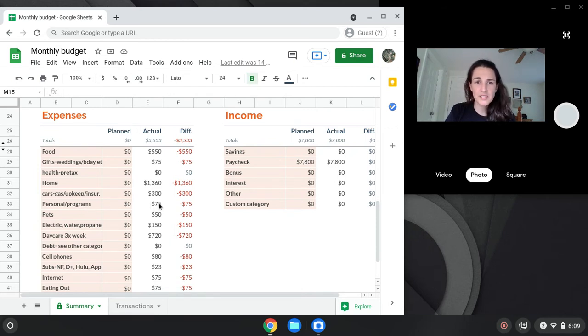Personal and programs, this is kiddo. This is a lot of times us splurging on little things for her, or programming and things like that that she likes to do. So that's about $75 a month.